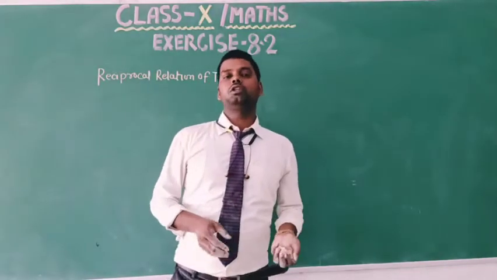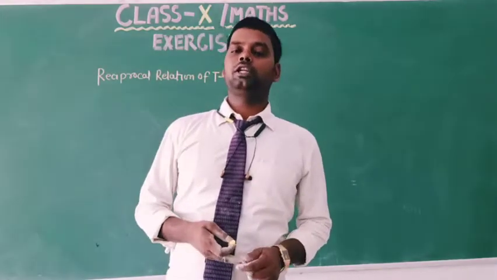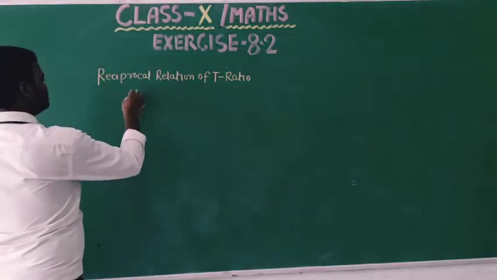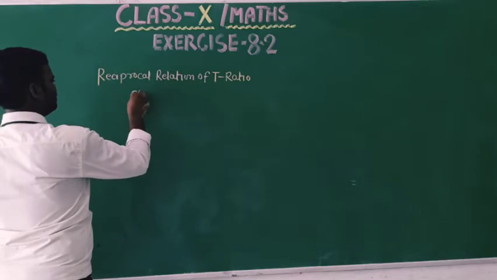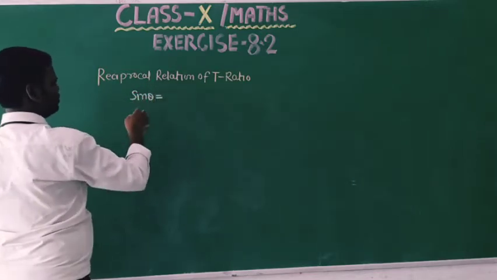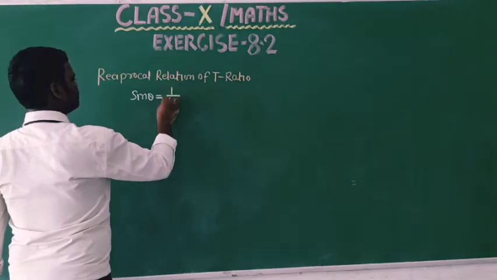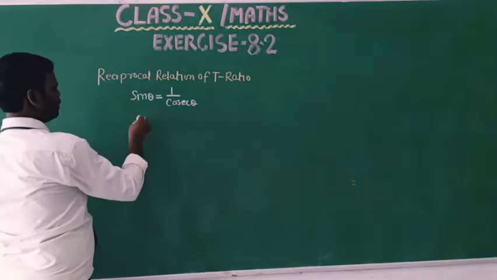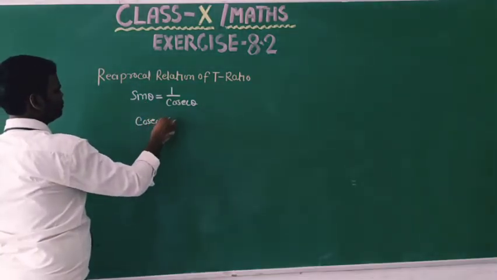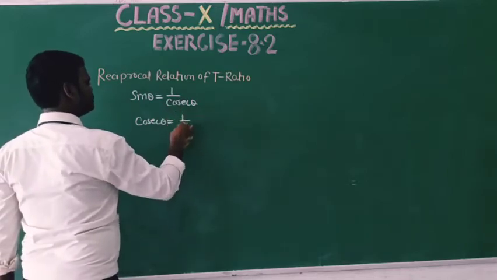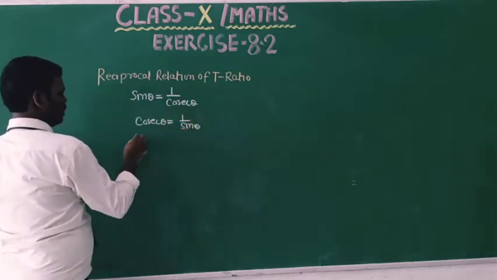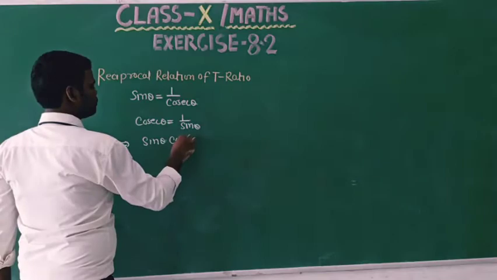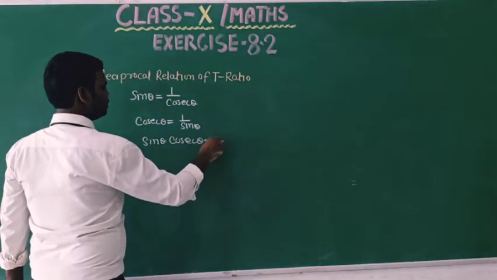Hello student, in this video I am going to explain the reciprocal relation of trigonometric ratios. The first ratio is sin theta. Its reciprocal relation is 1 upon cosec theta, or cosec theta equals 1 upon sin theta. This can also be written as sin theta into cosec theta equals 1.